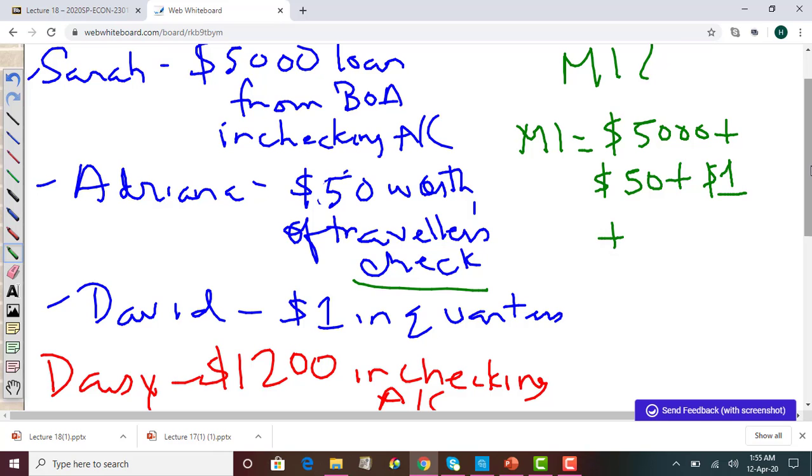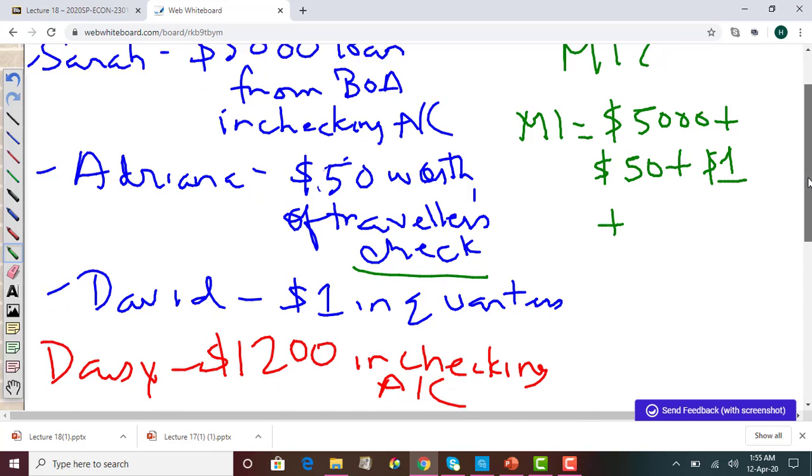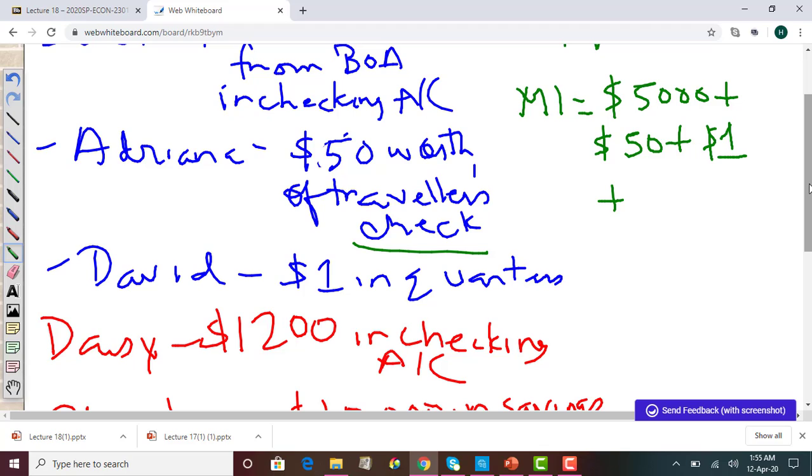So we include that. Then the next situation is Daisy. She has 1,200 in checking accounts. So again, this money is in checking account. She can take this money out anytime she wants. So it's very easily converted to cash. And so it's part of M1. So we will add 1200.